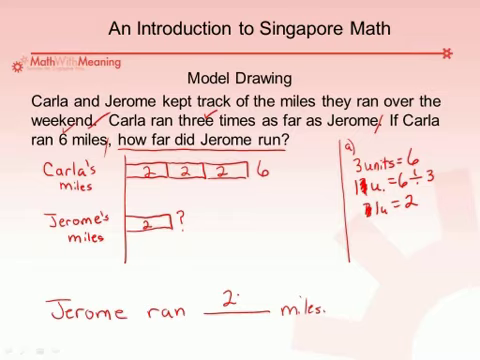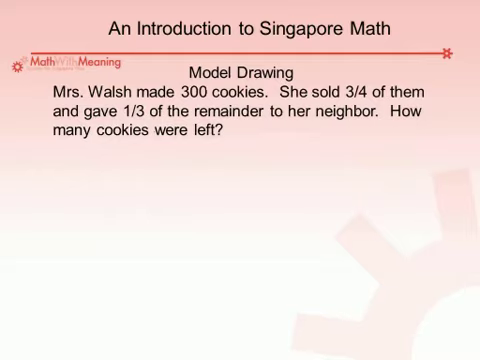How many more miles did Carla run than Jerome? 4. Okay. So this is a 3rd grade model drawing problem. We did one. They would do numerous of these. And the other one I want to show you is end of 4th grade, beginning of 5th grade. It is a word problem that involves, first of all, a fraction of a total amount and then a fraction of a fraction.